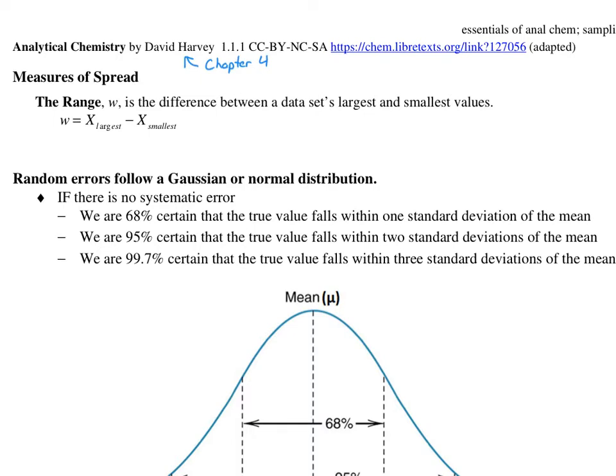When we consider measures of spread, the range is the simplest. It's the difference between the dataset's largest and smallest values. It's often noted, however, it's not typically used in a rigorous analysis.